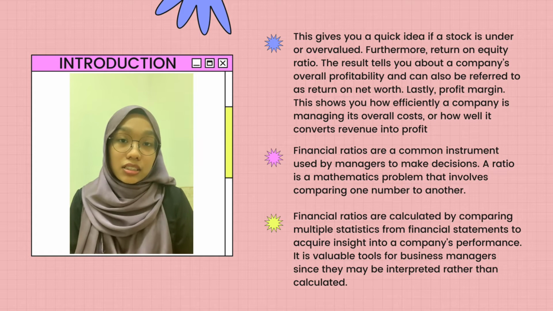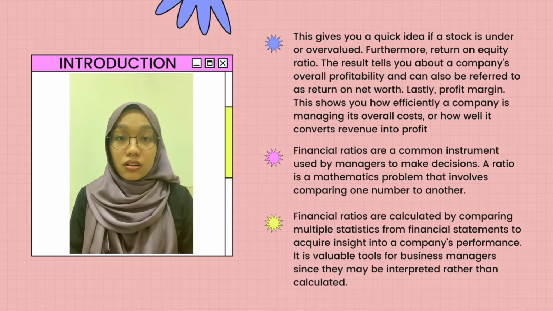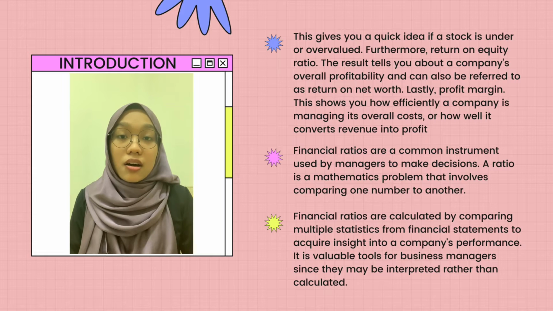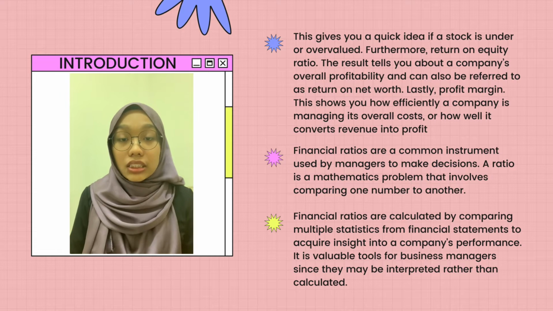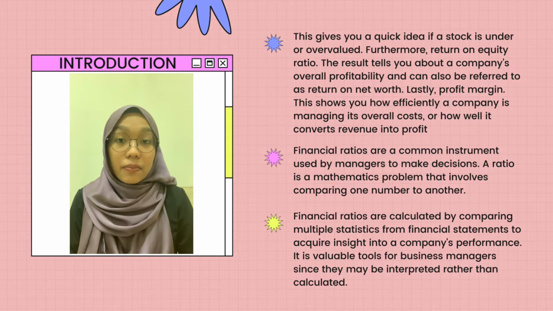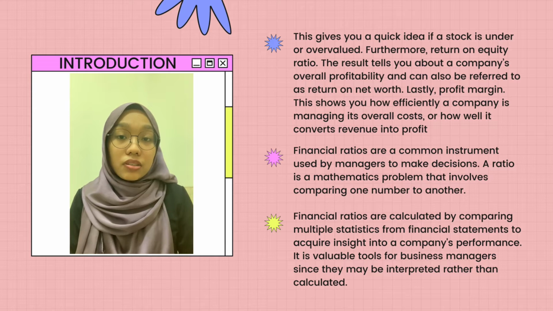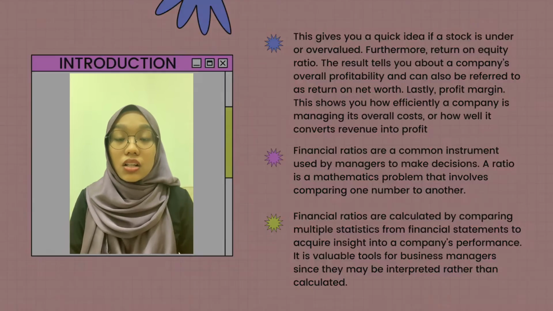Lastly, profit margin. This shows you how efficiently a company is managing its overall cost, or how well it converts revenue into profit. Financial ratios are a common instrument used by managers to make decisions. A ratio is a mathematical problem that involves comparing one number to another. Financial ratios are calculated by comparing statistics from financial statements to acquire insight into a company's performance. They are valuable tools for a business manager since they may be interpreted rather than calculated.